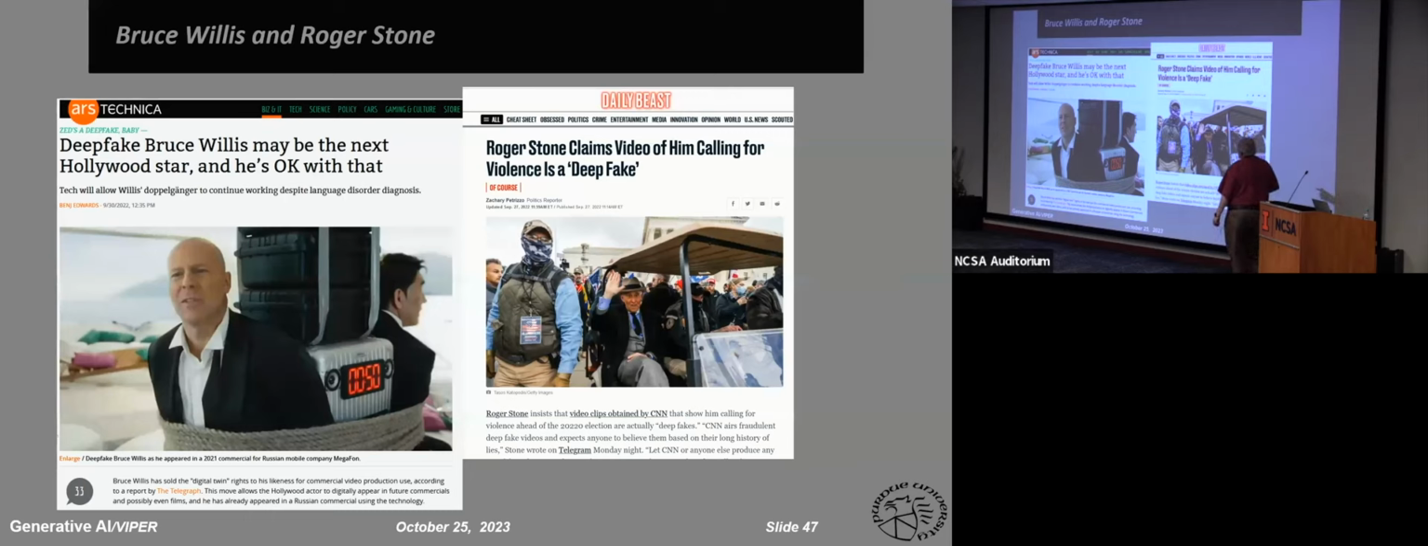Another one is Roger Stone. Again, he was associated with President Trump, and there were some accusations, some video appeared where he was supposedly saying something about the 2020 election. And what he said immediately was, that's not me, it's a deep fake. Okay? So you're also getting this attribution thing, and that's why people need tools to be able to look at these things. How am I doing on time? Oh, okay. All right.